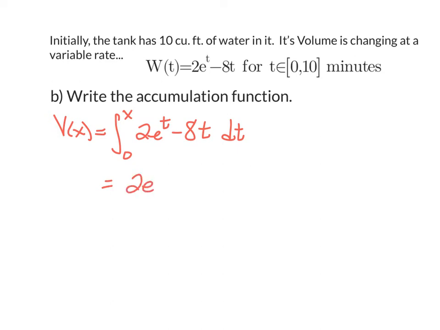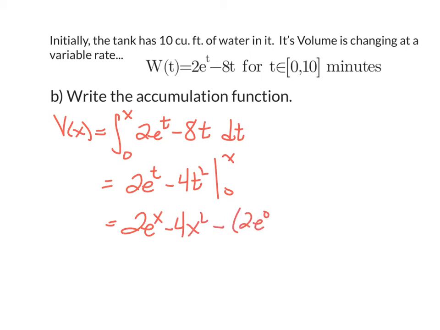E to the t is just e to the t, and the integral of 8t would be 4t squared, evaluated from 0 to x. Plugging everything in gives me 2e to the x minus 4x squared minus 2e to the 0 minus 4 times 0 squared. So I'll simplify this volume function. The accumulation of volume in our tank is given by 2e to the x minus 4x squared minus 2.